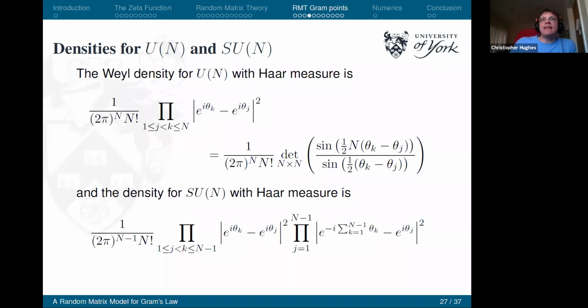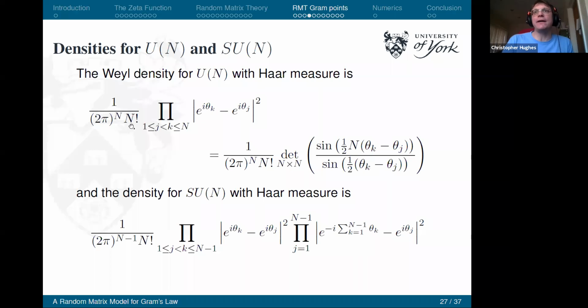So I've written out the density. I'm not expecting people to know much random matrix theory at all. So I've got some equations. There's not enough information here to follow as you go through, but I want to point out why this was difficult. So the unitary group, the Haar measure for the unitary group is well known and well studied.